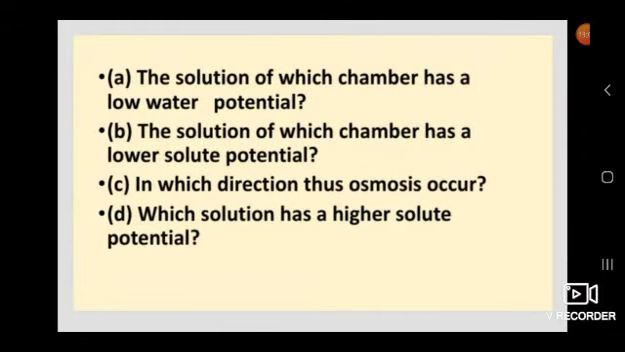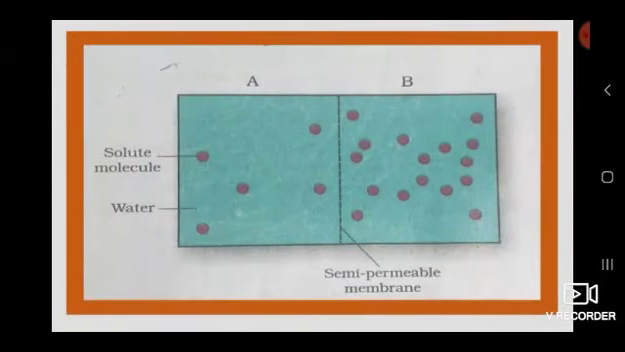The next question is, in which direction does osmosis occur? See the picture. Chamber A contains more water potential. Chamber B contains less water potential. So water always moves from chamber A to chamber B. So the answer is A to B.